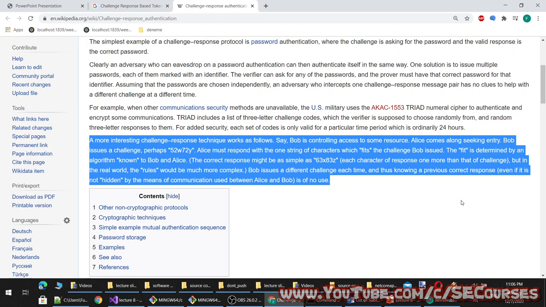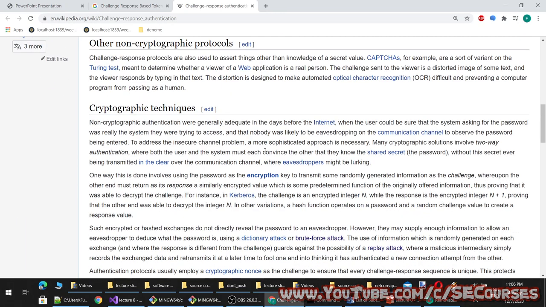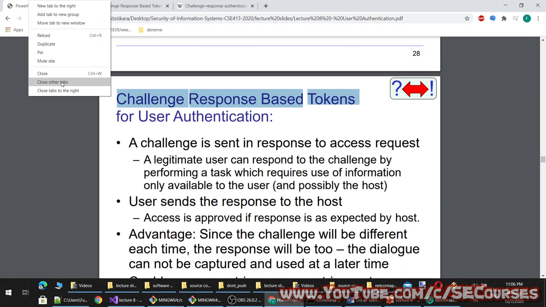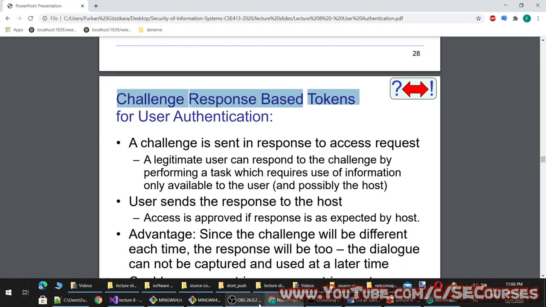Bob issues a different challenge each time, and thus knowing a previous correct response, even if it is not hidden by the means of communication used between Alice and Bob, is of no use. Okay, now we get the idea. I will take a pause. Okay, all right.